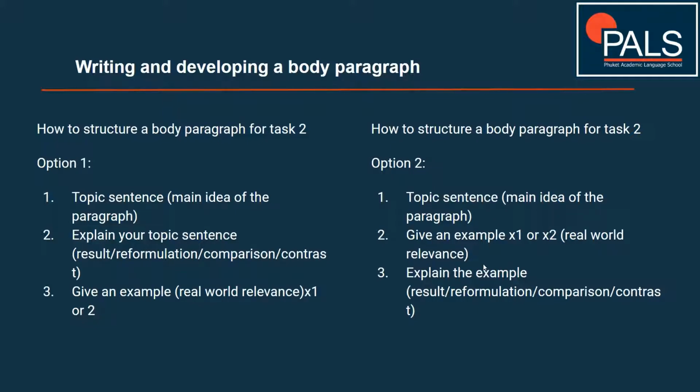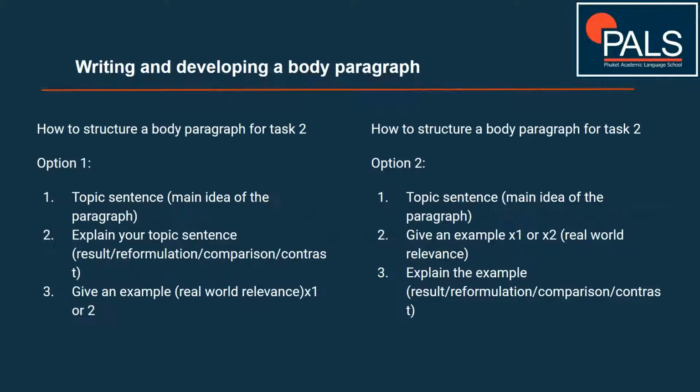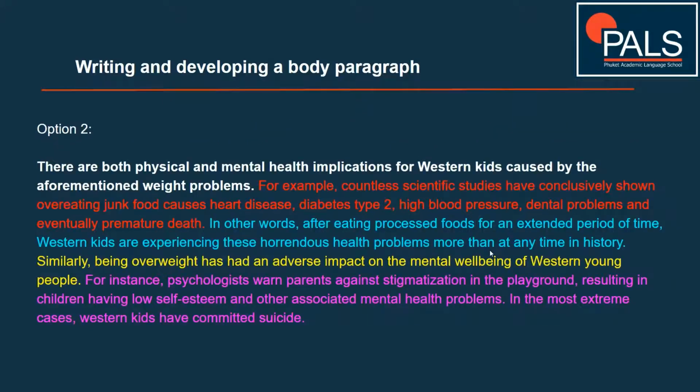Okay, so let's have a look at these in action. This is option 2. We'll start with option 2, okay? Option 2 is topic sentence, examples, explain. Again, topic sentence is in white here. Example in red, okay? Then, in other words, is a reformulation. Similarly, is the next supporting idea, and then another example. So I just split it in different colors so you see the different constituent parts here.